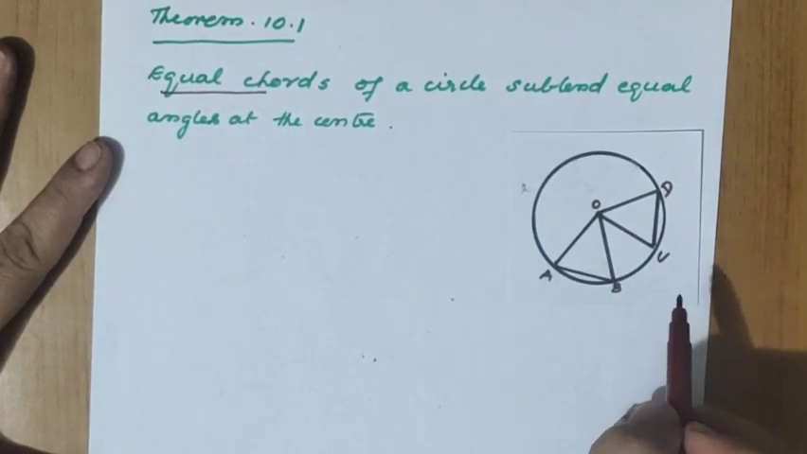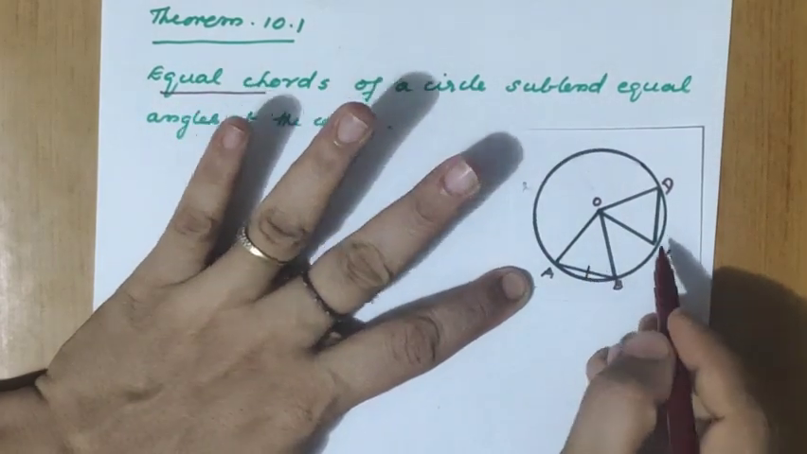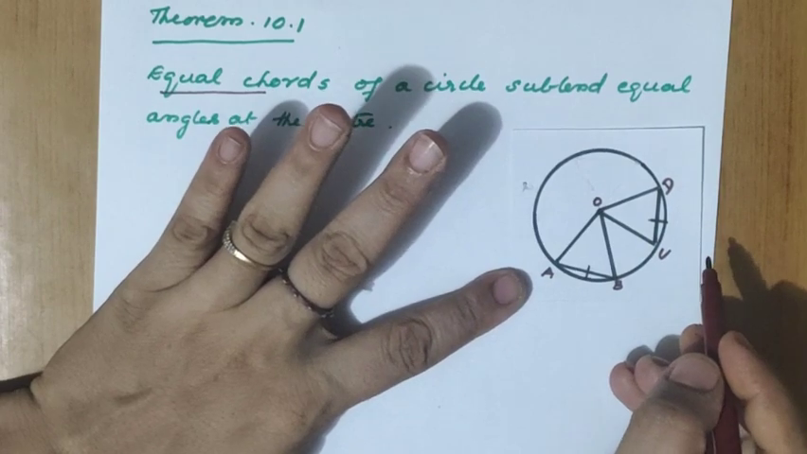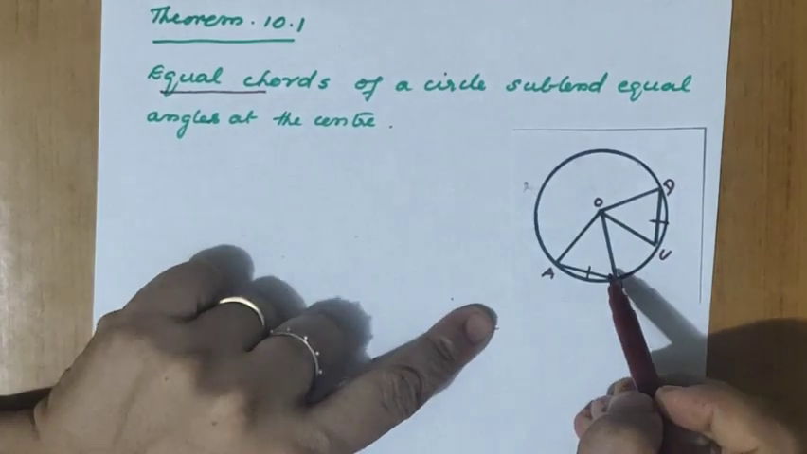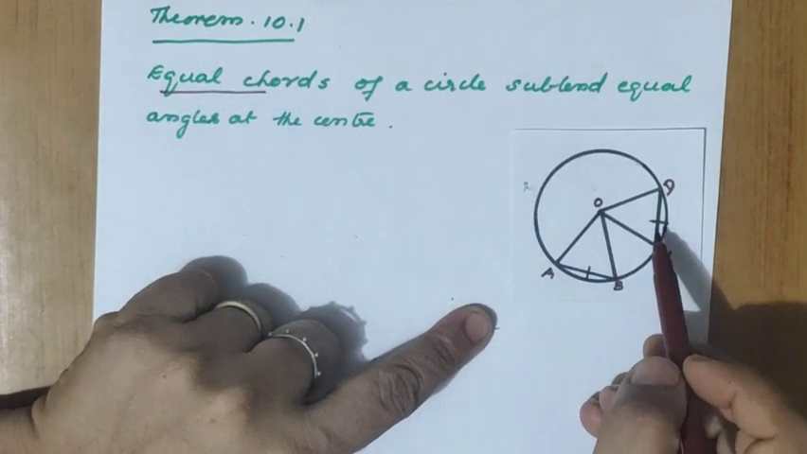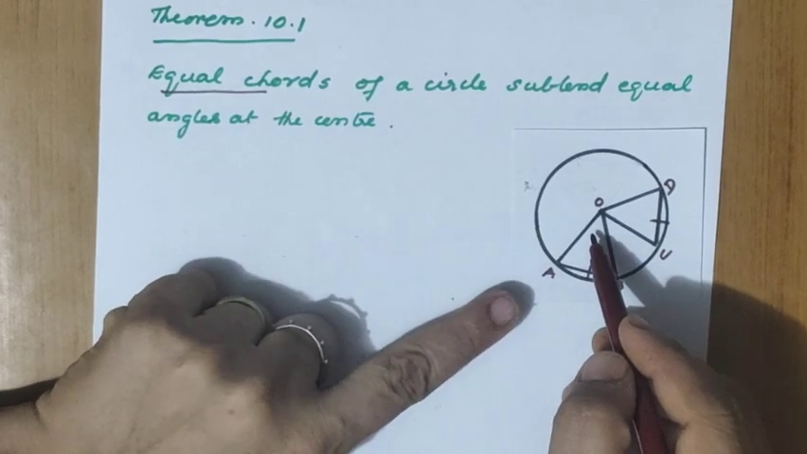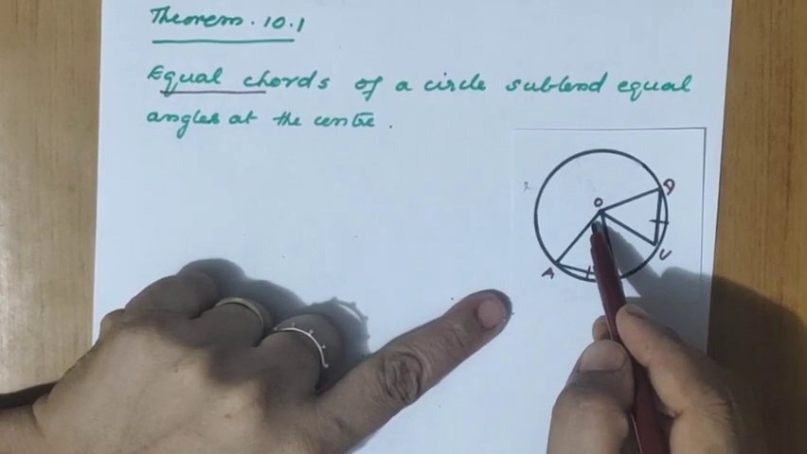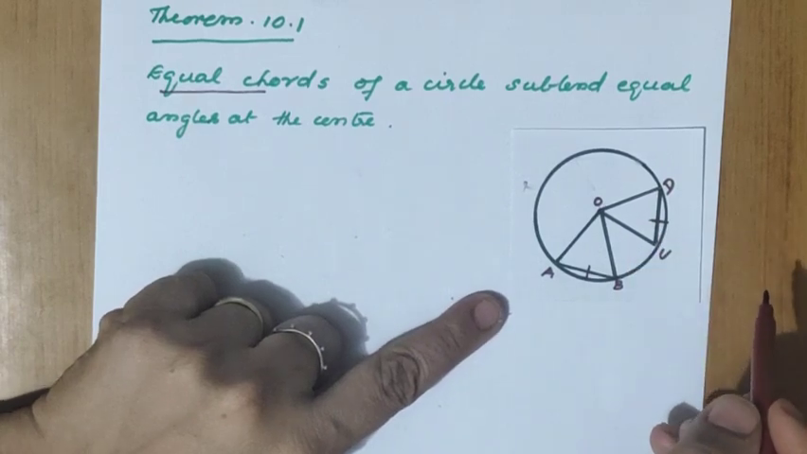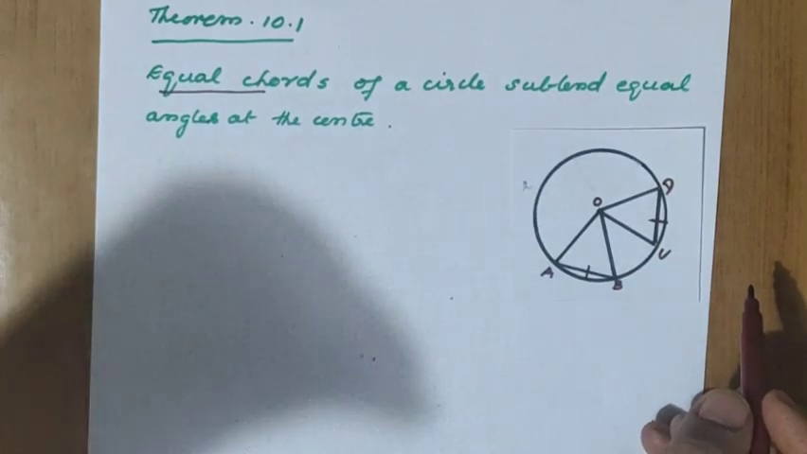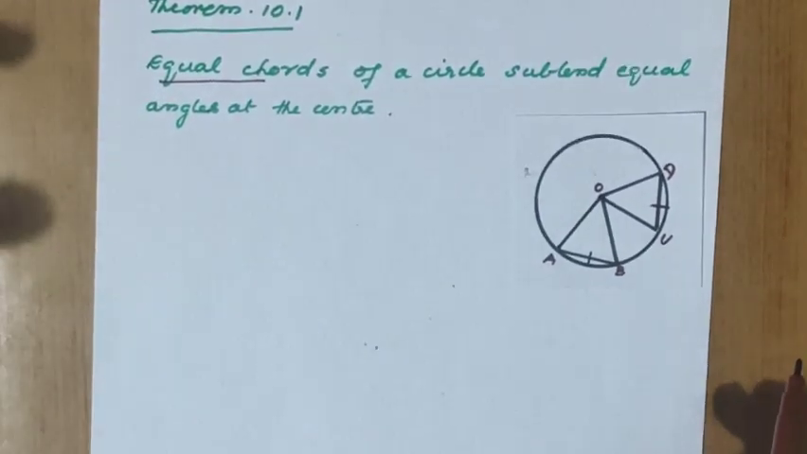Now what we have been given is equal chords. That means AB equal to CD. Now what should we prove? The equal chords AB and CD subtend equal angles at the center. That means angle AOB equal to angle COD. How to prove this? Easy. Make the meaning of the statement clear: subtend means nothing else, it's making an angle at the center.